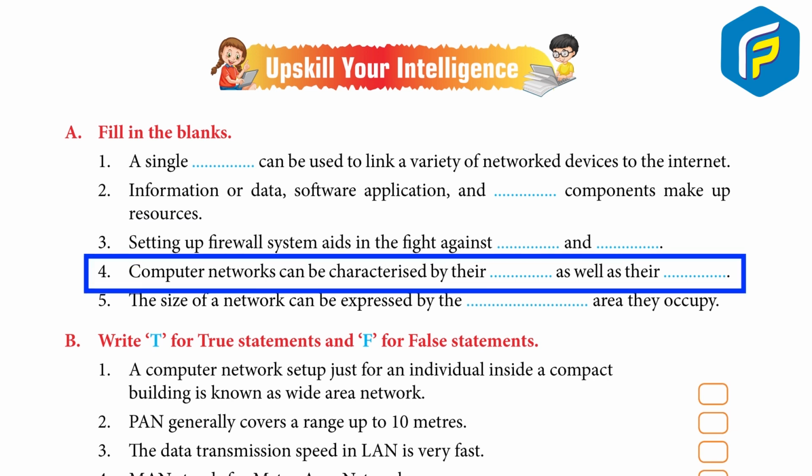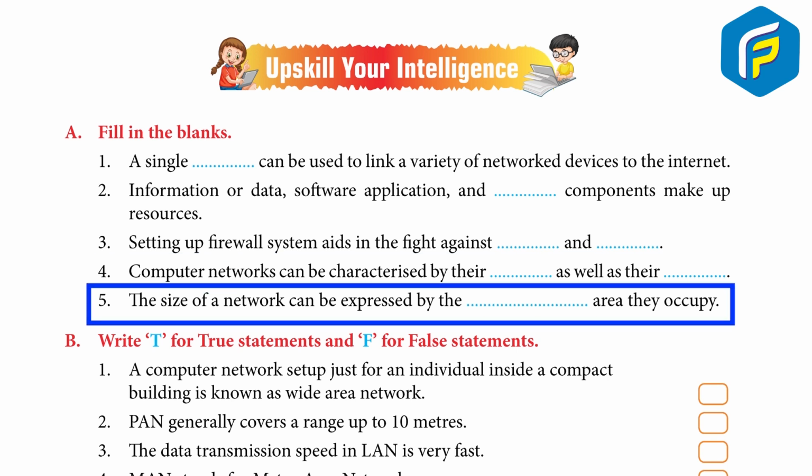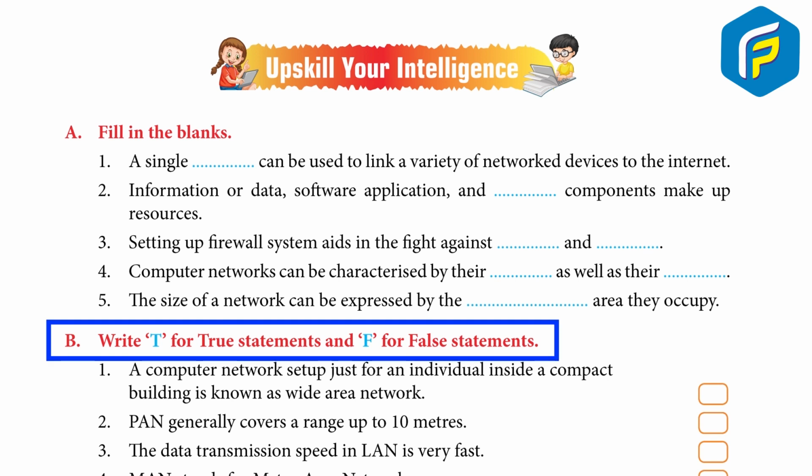4. Computer networks can be characterized by their dash as well as their dash. Answer: size and purposes. 5. The size of a network can be expressed by the dash area they occupy. Answer: geographic. B. Write T for true statements and F for false statements.